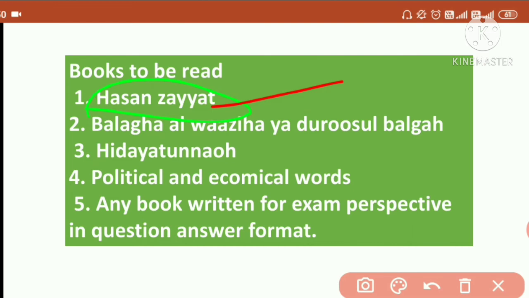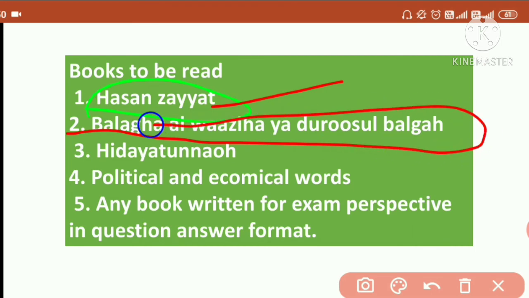Okay, then البلاغة الواضحة. For balagha you can refer to either of two books, any one. Either دروس البلاغة, which is on a basic level, or البلاغة الواضحة. I will recommend البلاغة الواضحة because they have mentioned everything in great detail and elaborated everything, so you should study البلاغة الواضحة.